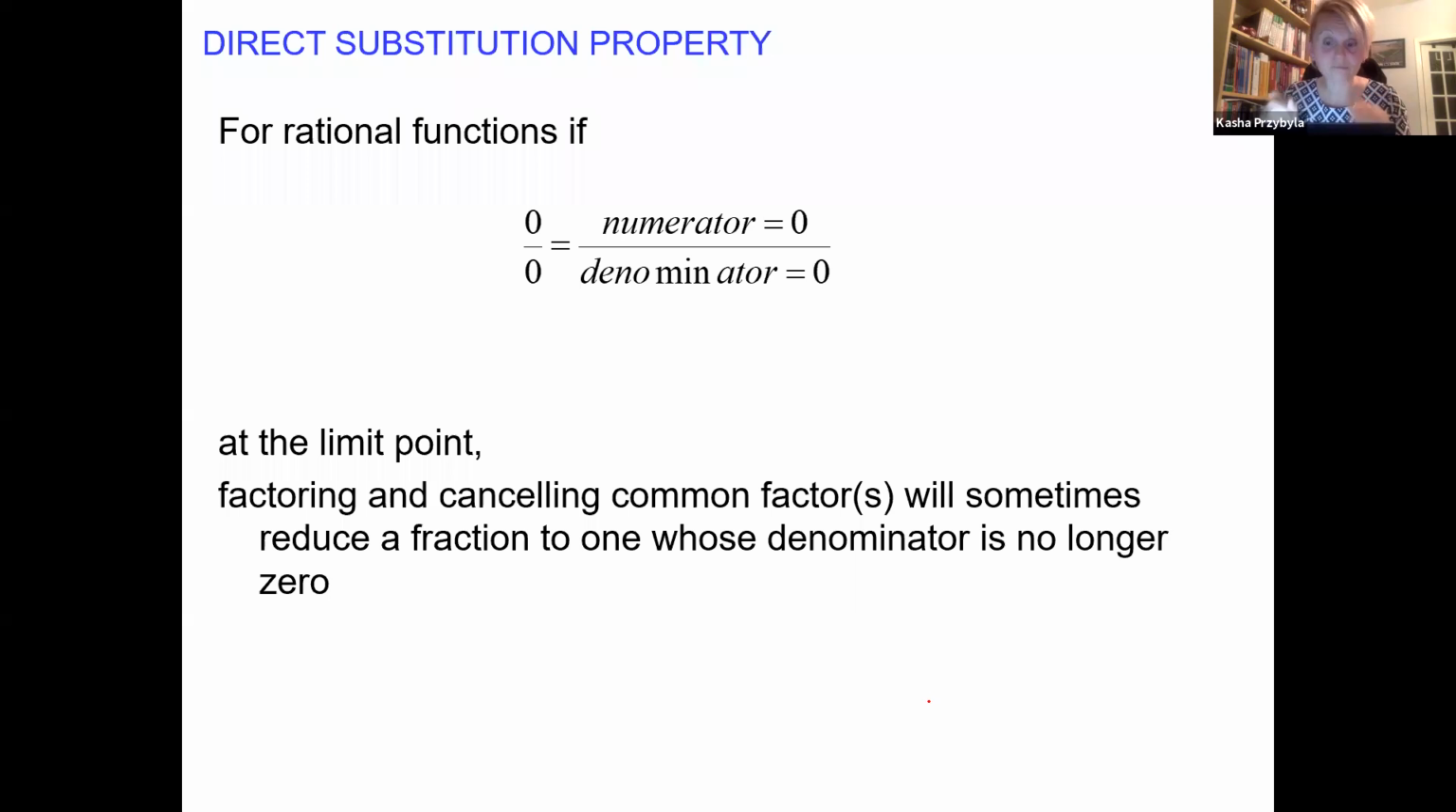Here is what you have to do. Having a rational function, numerator and denominator, we have to try to factor out, because substituting a number and getting 0 over 0 means that the numerator and denominator have something in common. We have to factor out, find this common factor, cancel out that 0, and then we will be able to use the direct substitution.